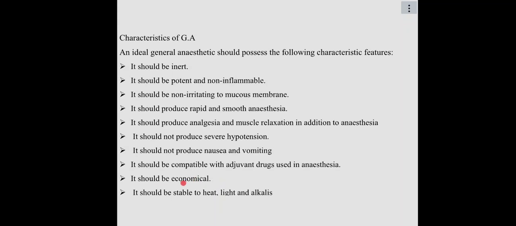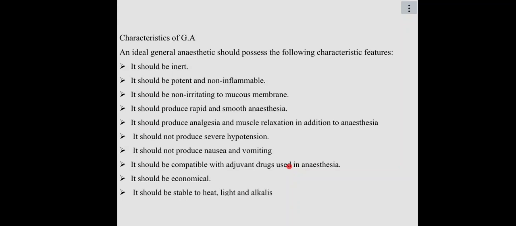So when we talk about economical, it should be cost effective. It should be stable to heat, light, and alkaline. So these are some of the characteristics that you would require for an ideal general anesthetic. But of course, there is no ideal general anesthetic.